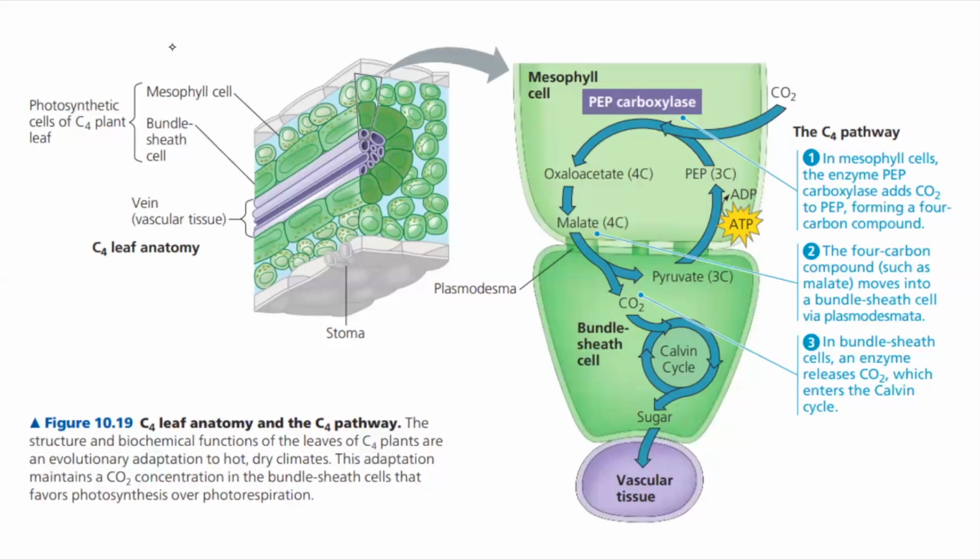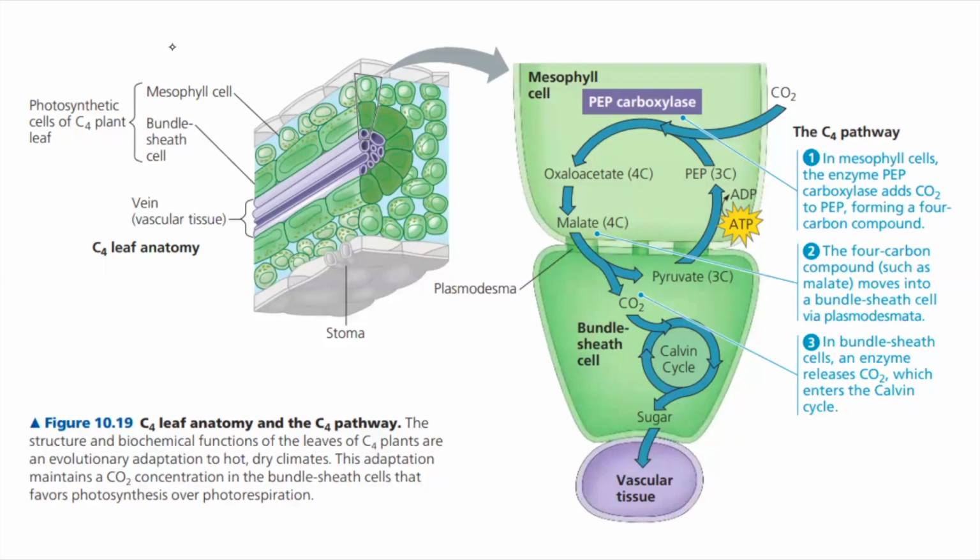And so that means that the amount of CO2 in the bundle sheath cell is always going to be higher and we'll kind of keep the oxygen away. Okay. So basically what we're doing is we're increasing the amount of CO2 so that there's always more CO2 than oxygen. And we do that using a separate location.